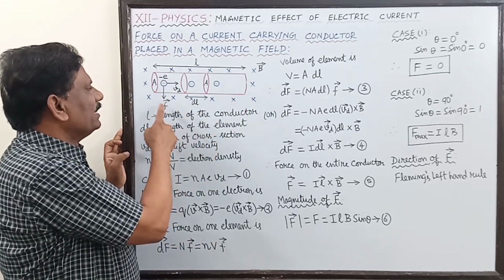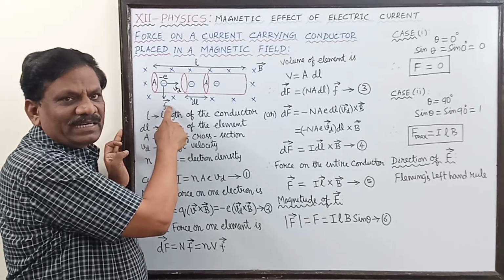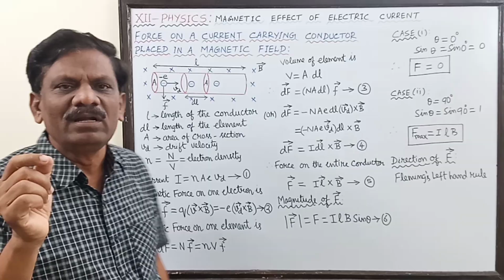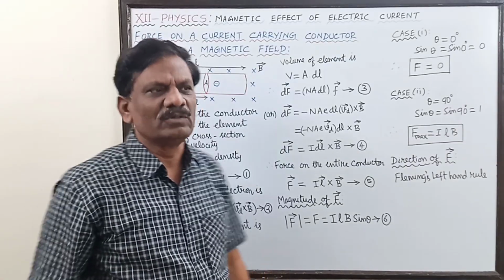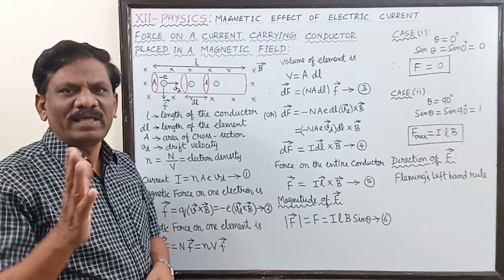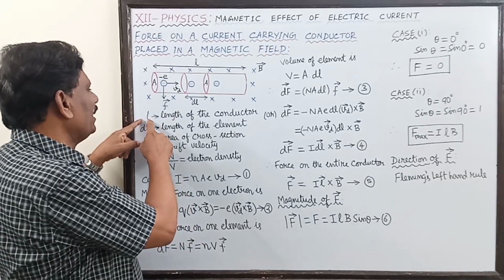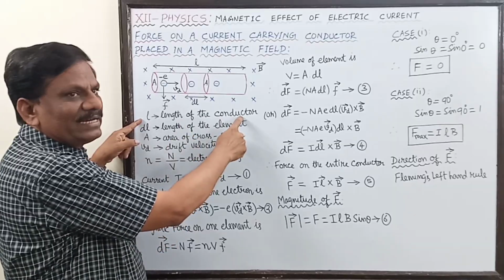Okay. Then the force acting on each electron is denoted by small f vector. Small f is the force acting on one electron. So after drawing the picture in the board examination, better you write a small write-up of the terms. What is small l? Small l is the length of the conductor.